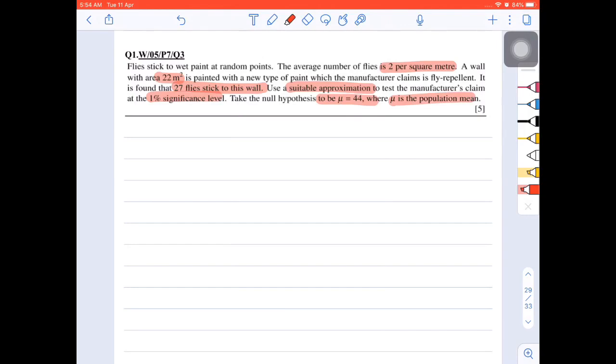So mu is the population mean, right? The average number of flies is 2 per square meter, over 22 square meters. So basically, first H0 and H1. For H0, the average number was 2 per square meter, and there were 22 square meters, right? So the average will be 2 times 22, that is 44, or you can write it as mean as well. And then H1 will be fly repellent, so it should be lesser than, or you can write mu is less than 44.